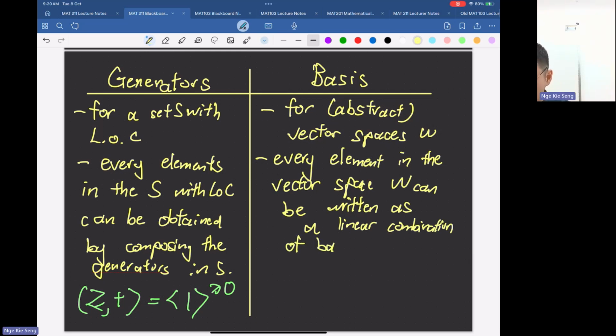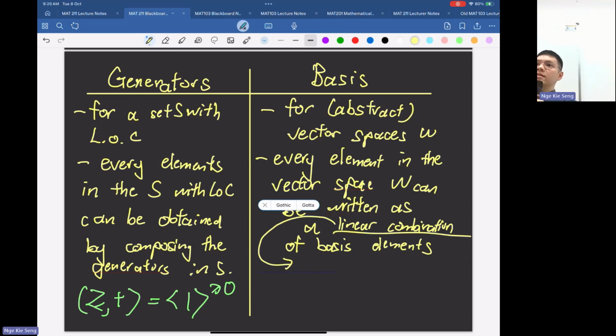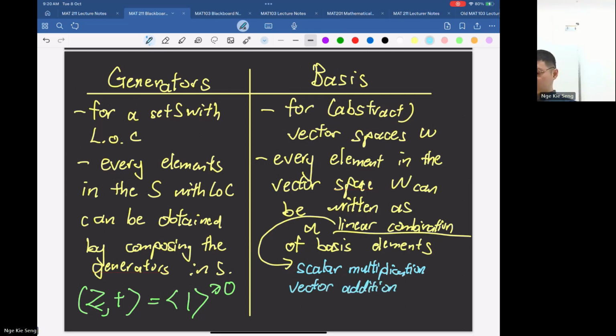Can anyone recall what a linear combination is? It's basically two things. One is the scalar multiplication, and the other is the vector addition. Two things. Correct or not?